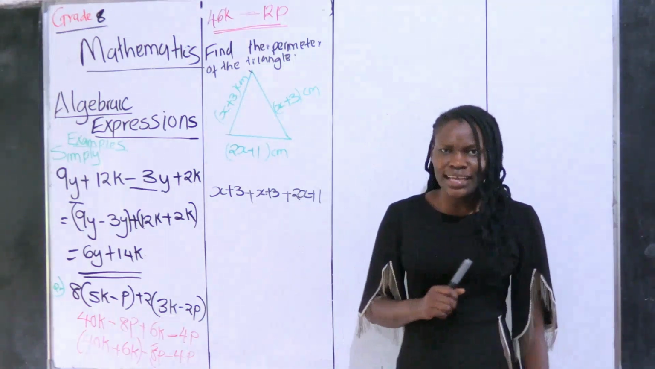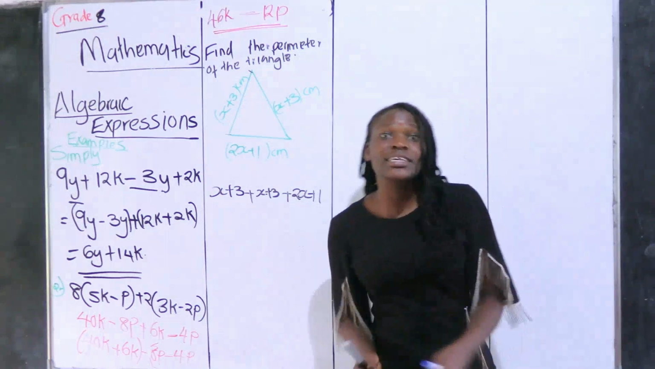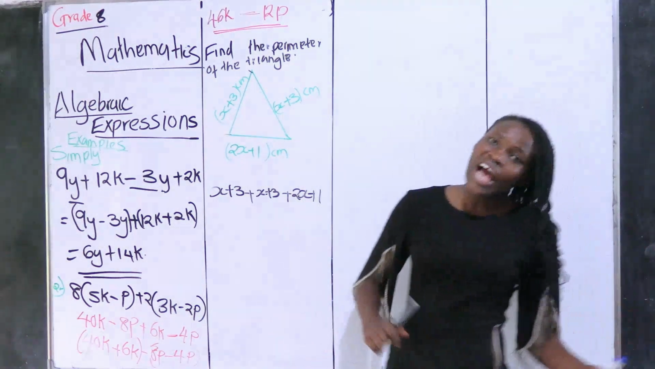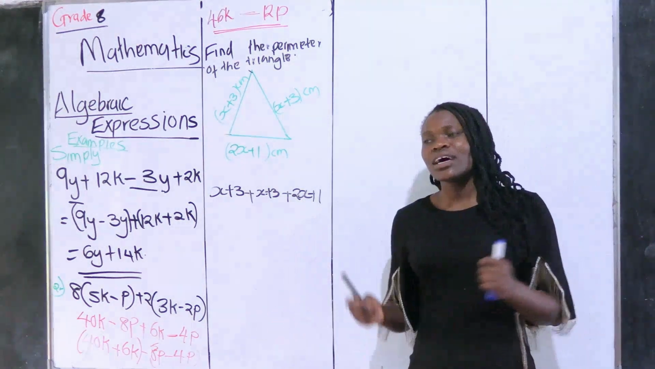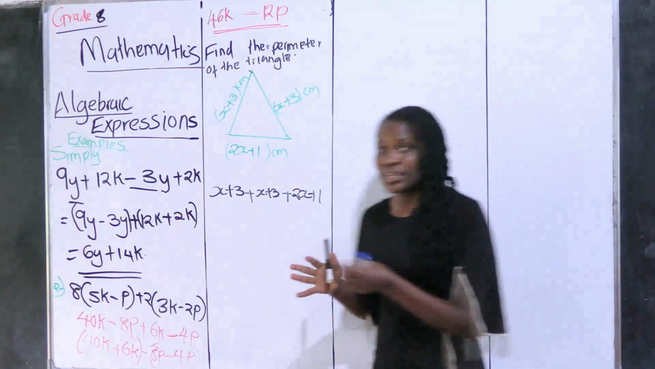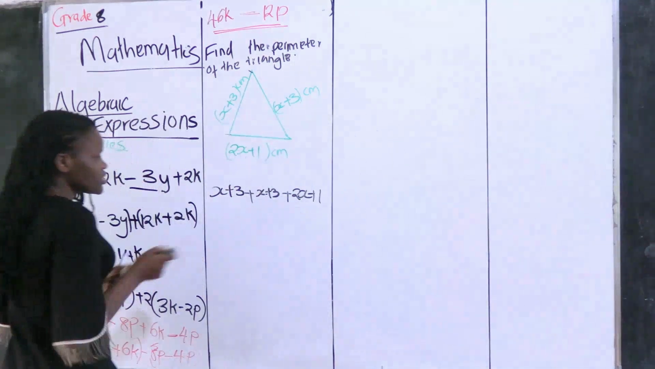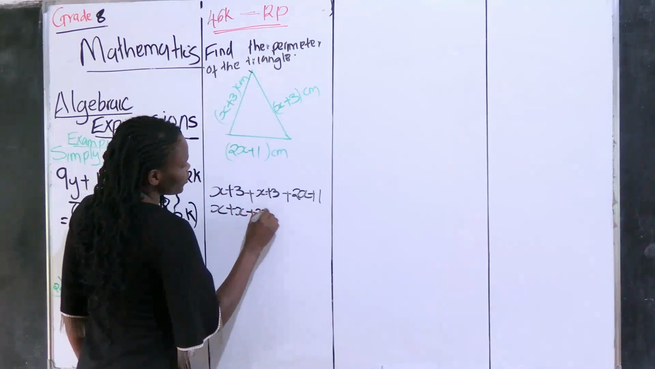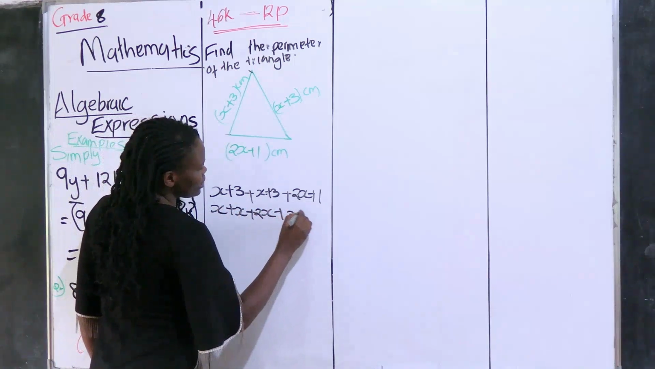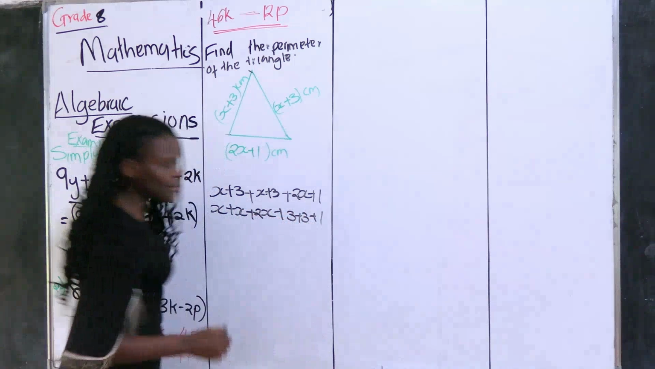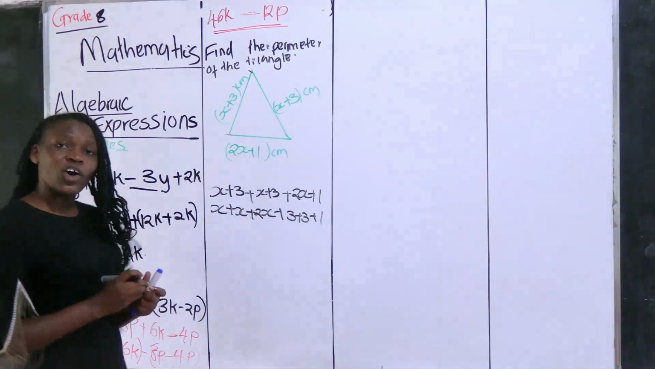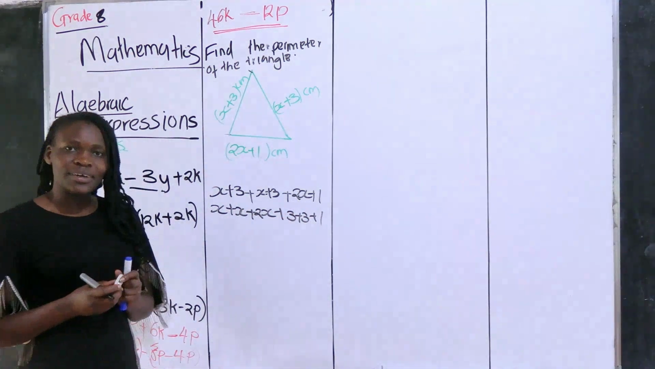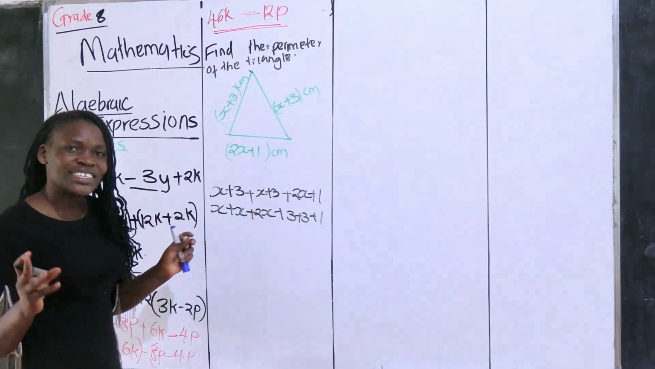So let's collect the like terms. In this case, we are going to collect unknowns and then knowns, or we can start with knowns or unknowns. Any. Let's start with unknowns. So we will have x plus 2x plus 3 plus 1. So after grouping them, now you can calculate them together.